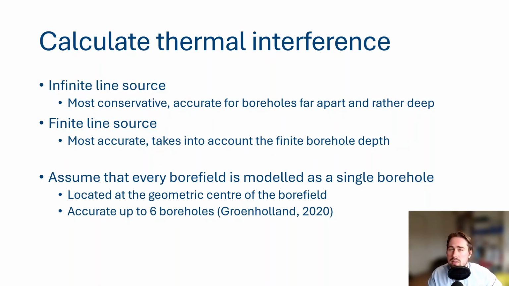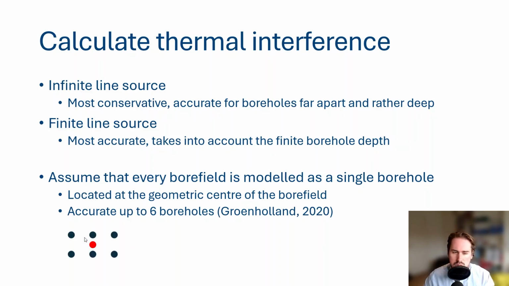So this means that if you have 2 boreholes, or 3 or 4, you have to center your equivalent borehole, let's say, at the geometric center of the bore field. Now, when you have 20 or 30 boreholes, of course, this is no longer accurate, because the radial distance between your geometric center and the edge of your bore field will be too big, and there will be inaccuracies. And research by Groen Holland in the Netherlands has found that this assumption is reasonable up to 6 boreholes.